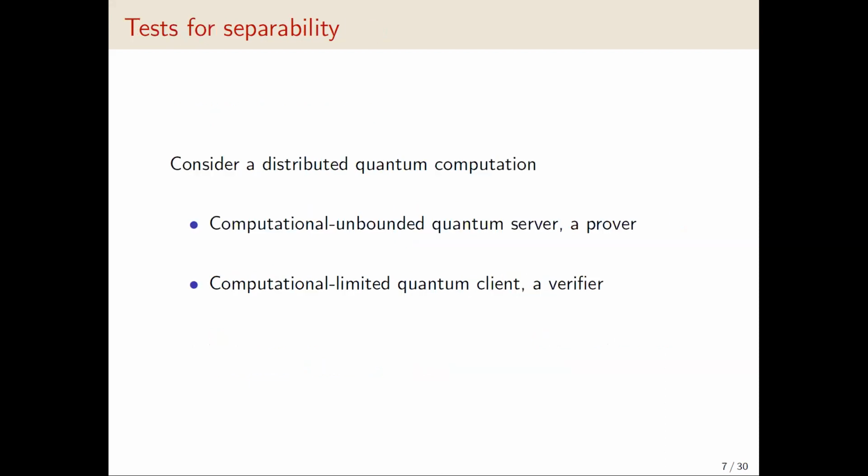We consider a distributed quantum computation, where there is a computationally unbounded quantum server called a prover and a computationally limited quantum client called a verifier. You can think of the verifier as yourself and the prover as some unknown thing that can do all sorts of quantum computation. We will substitute the prover with something more practical in a minute.